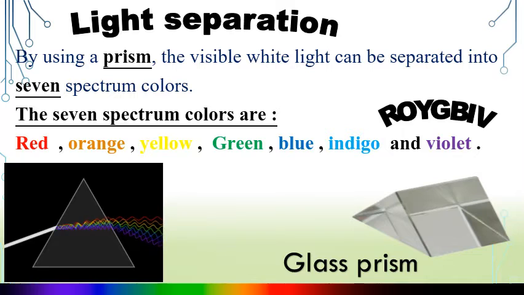Let's say them together. The 7 spectrum colors start with red, then orange, then yellow, next green, then blue, next indigo, and it ends with violet. So let's say them again. Red, orange, yellow, green, blue, indigo, and violet.